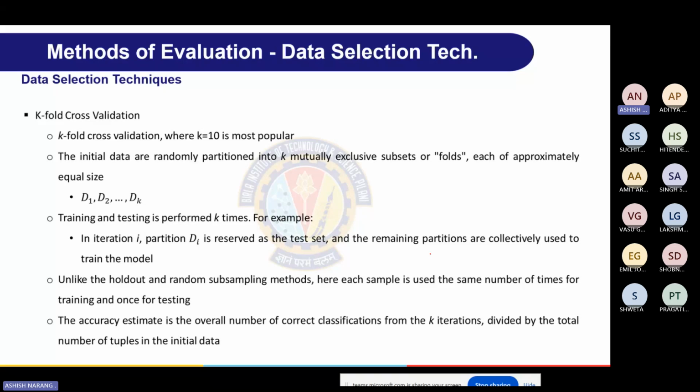The third thing is data selection techniques, right? We have covered all these things in the last session, but I'm just repeating this portion a little quickly.